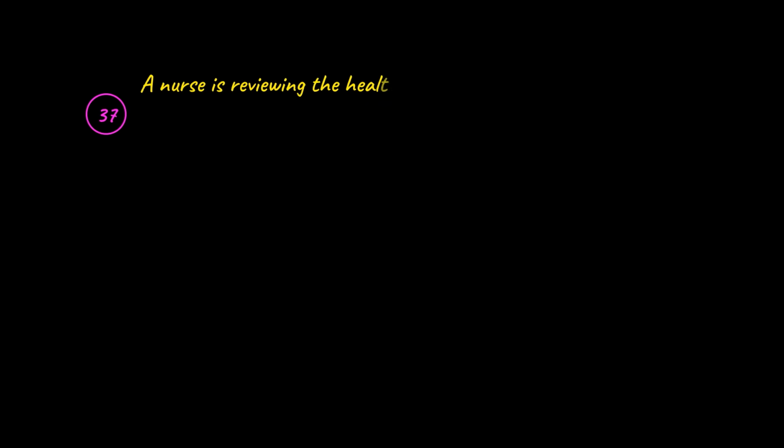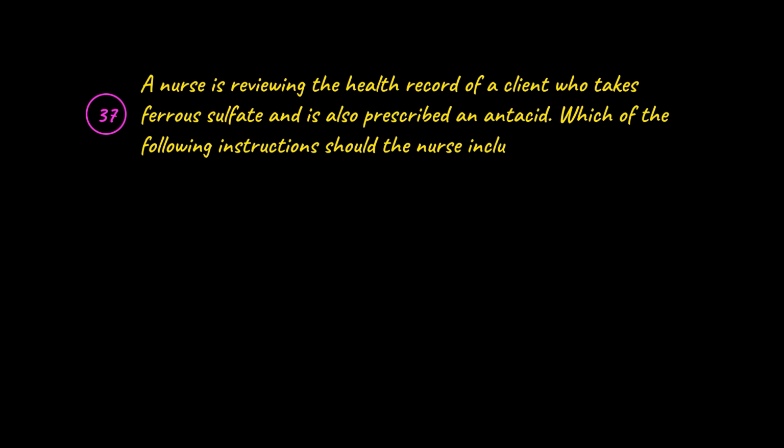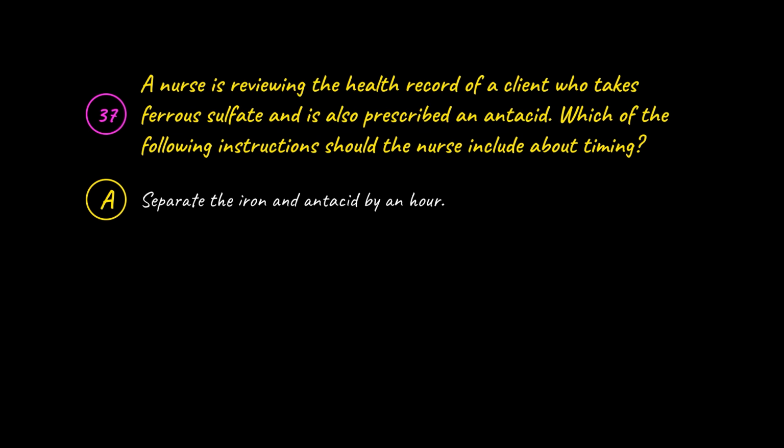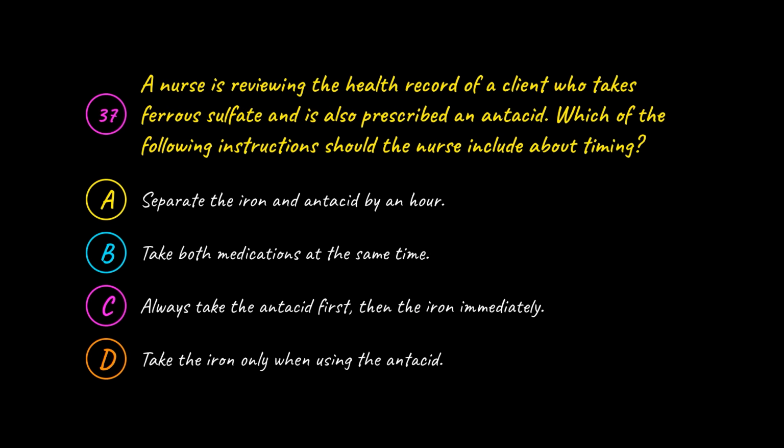Question 37. A nurse is reviewing the health record of a client who takes ferrous sulfate and is also prescribed an antacid. Which of the following instructions should the nurse include about timing? Your options are: A. Separate the iron and antacid by an hour. B. Take both medications at the same time. C. Always take the antacid first, then the iron immediately. D. Take the iron only when using the antacid. Pick one. Trust your gut. Here's your chance to test yourself.